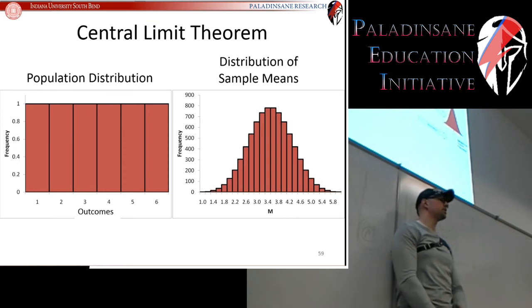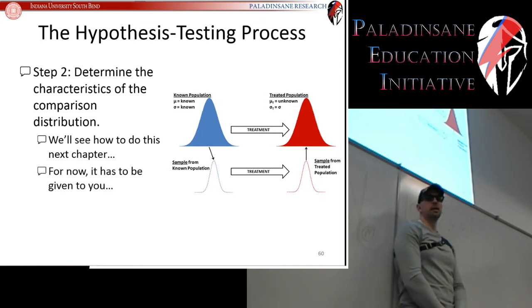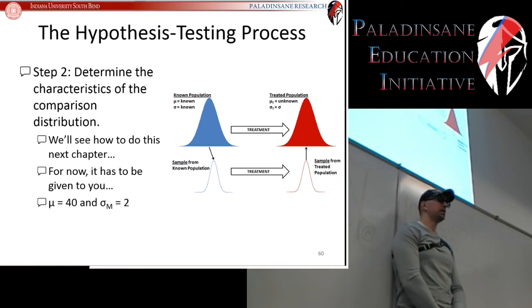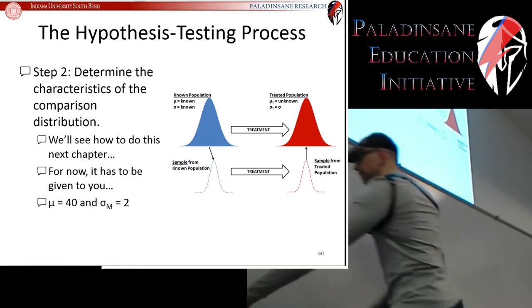You're going to be able to determine these in chapter 6, but for right now, I'm just going to give you the numbers that you need. And the numbers are that your comparison distribution has a mean of 40 and a standard deviation of 2. Very importantly, notice that this is not the standard deviation of your population. It's a different distribution. It's a distribution of sample means. So we have our distribution of sample means. So let's start drawing some of this stuff out.